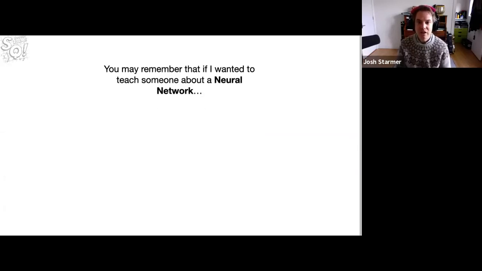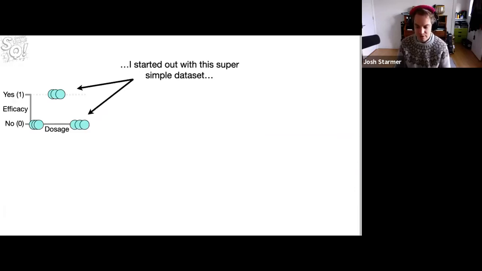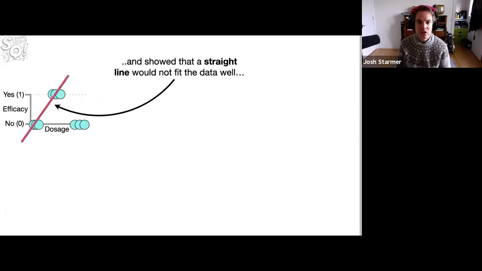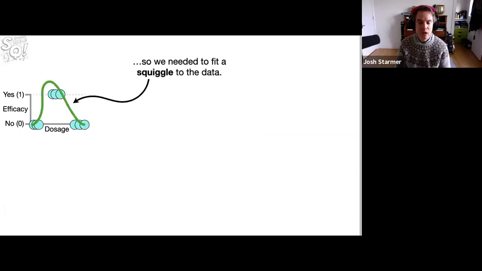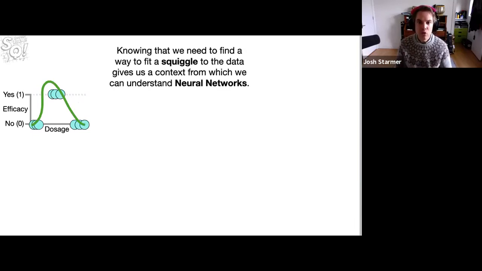You may remember that if I wanted to teach someone about a neural network, I started out with this super simple data set that showed that a straight line would not fit the data well. So we needed to fit a squiggle to the data. So I let this data create a problem that we could not solve using our standard linear regression procedure. Knowing that we need to find a way to fit a squiggle to the data gives us a context from which we can understand neural networks.